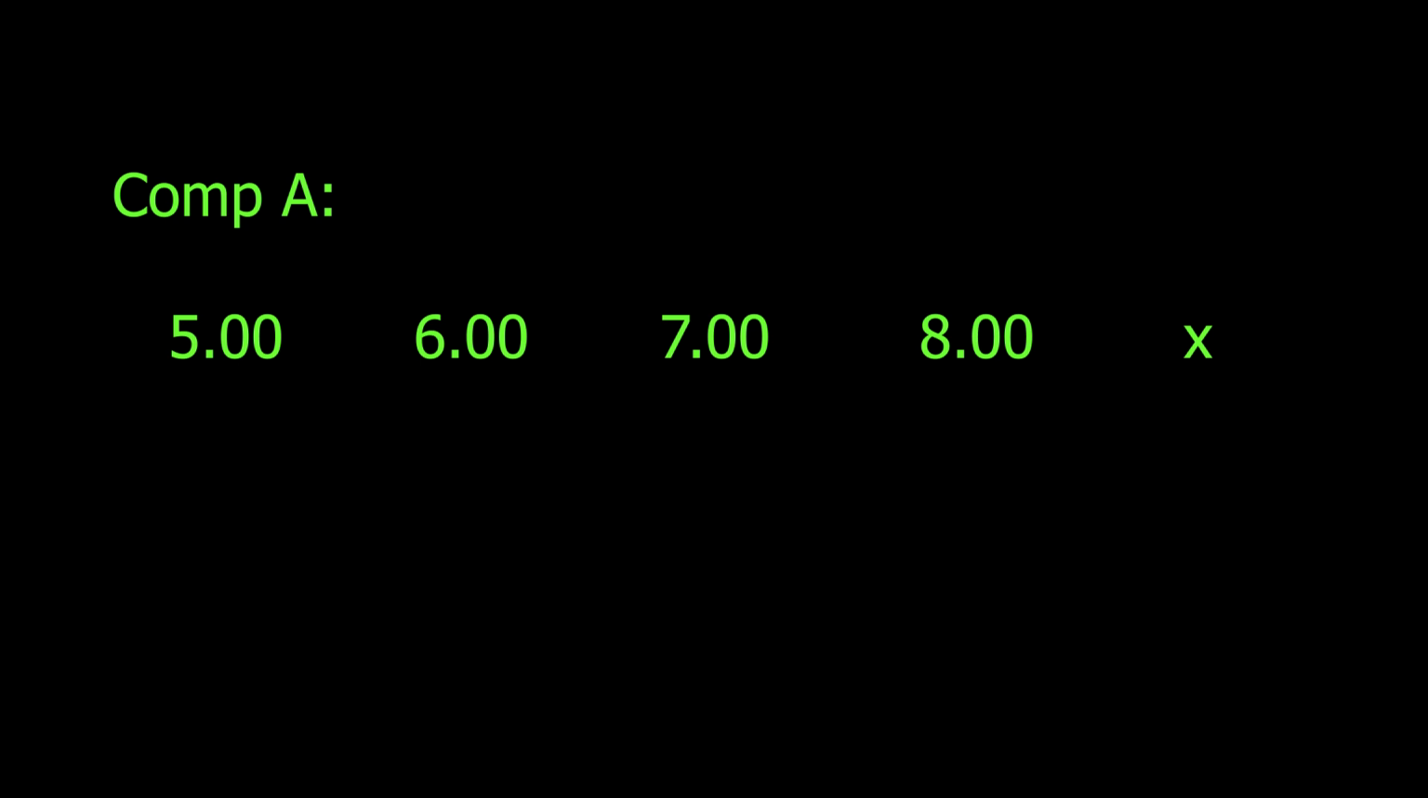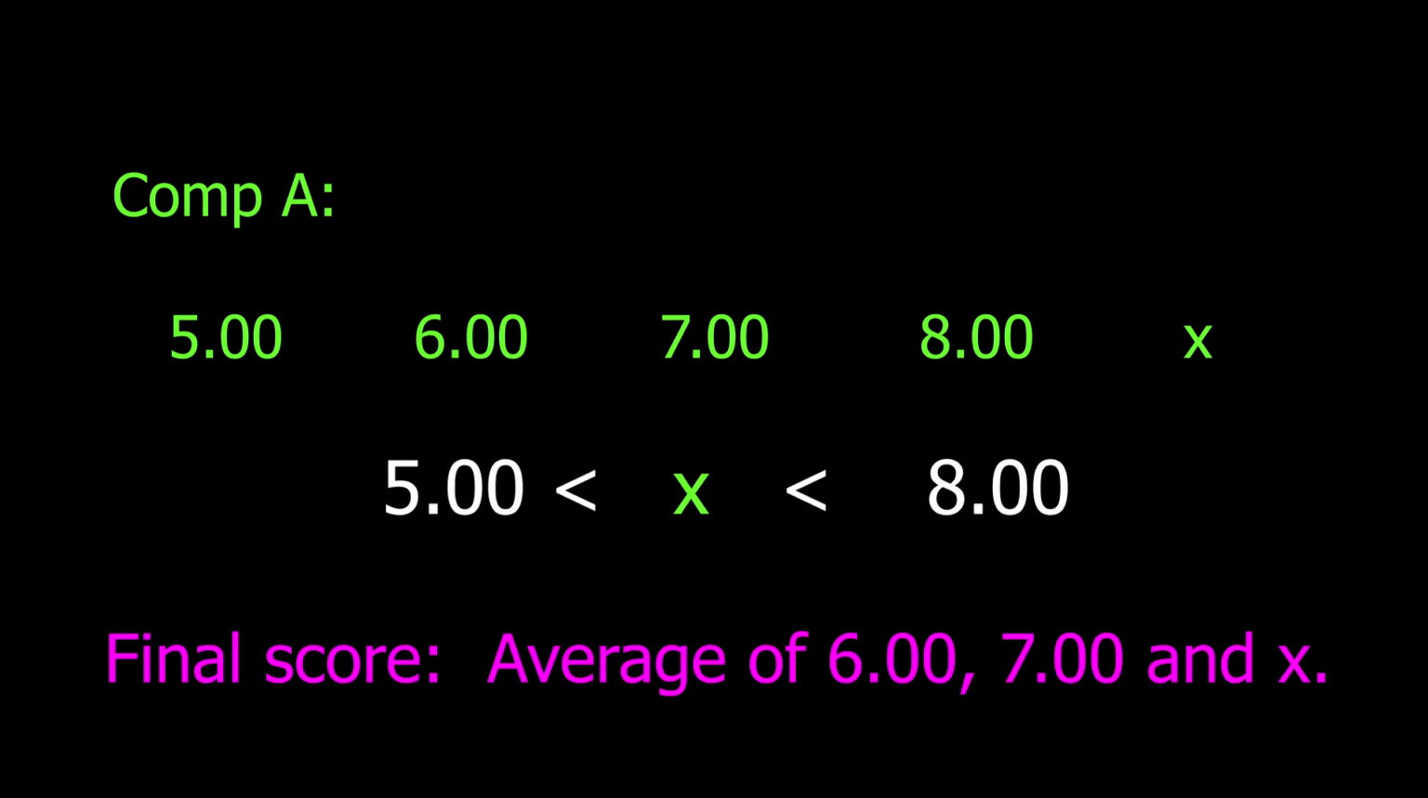By the way, if a competitor's 5th time is between the extremes of their first 4, then their final score will be the average of the middle 2 of the first 4 and the 5th solve.